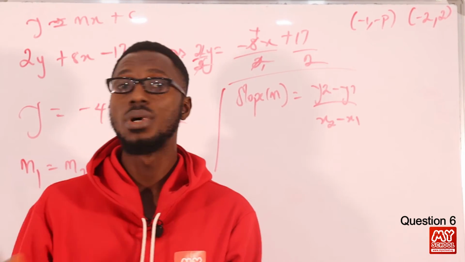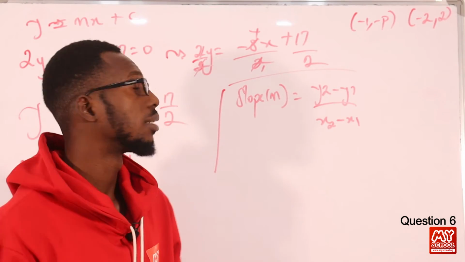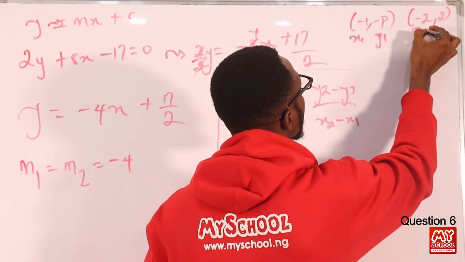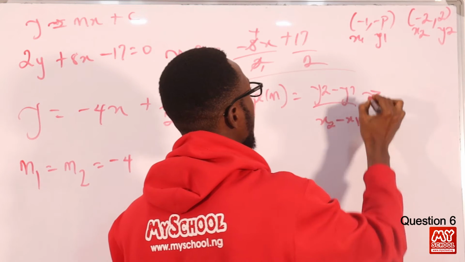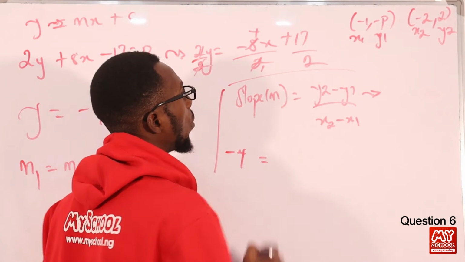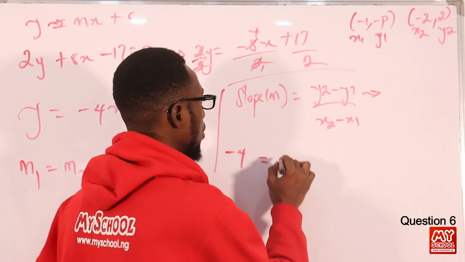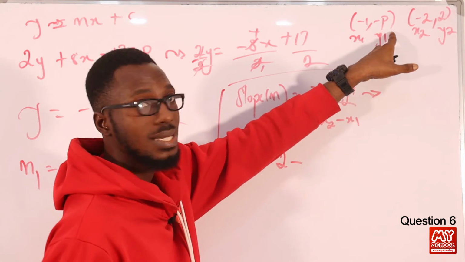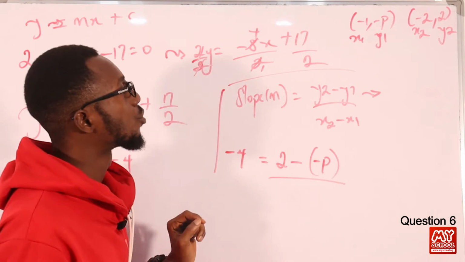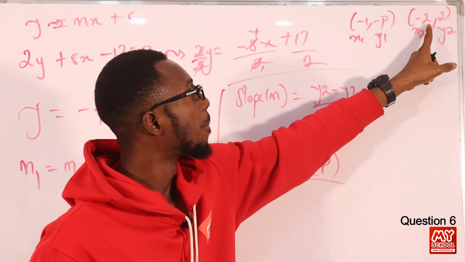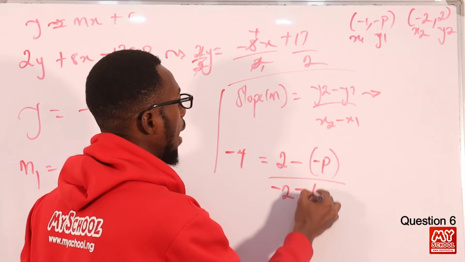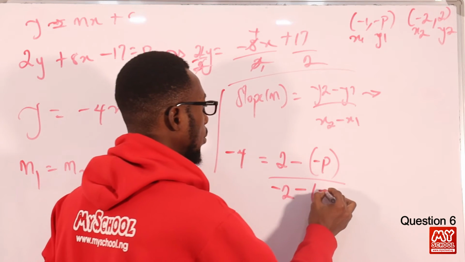Okay, so we have -1, minus p, 2, -2, and 2. So we can identify this as x1, y1, x2, y2. So let's fix it in. Our slope is gotten as -4, so I have -4 equals y2, that is 2, minus y1, that is minus p, over x2, x2 is -2, minus the x1 is -1, right?